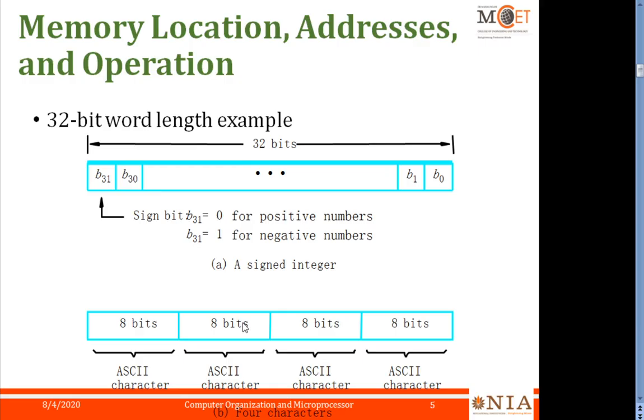Likewise, we have ASCII characters. In a 32-bit word length memory, I can store 4 ASCII characters in a single location. Since an ASCII character takes 8 bits for a single character, and it is a 32-bit word, I can store 4 ASCII characters in a single location.